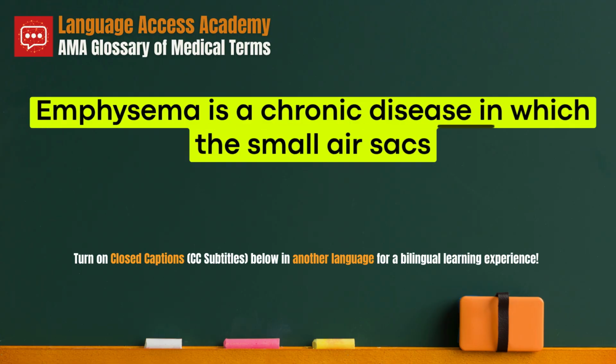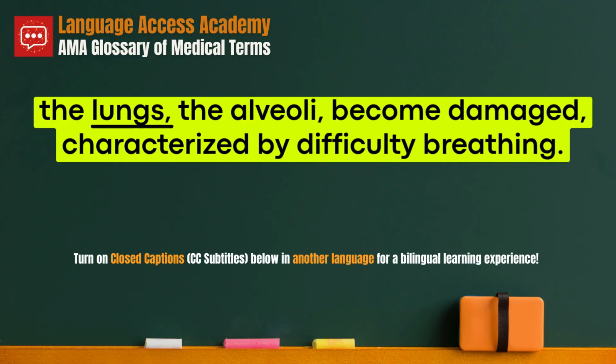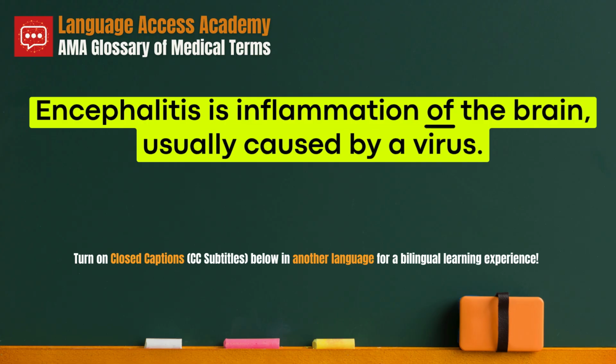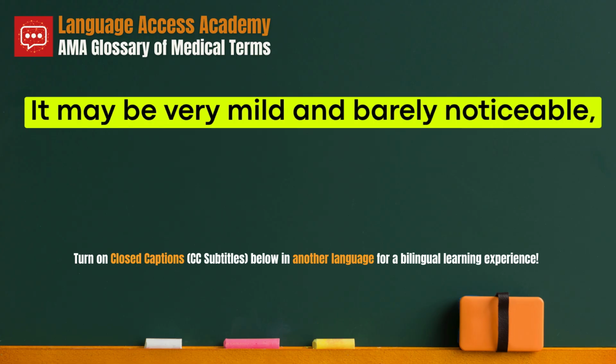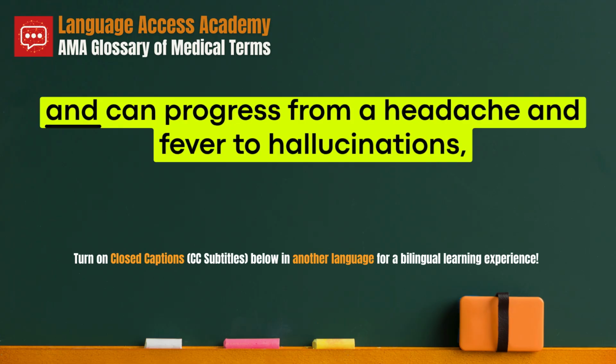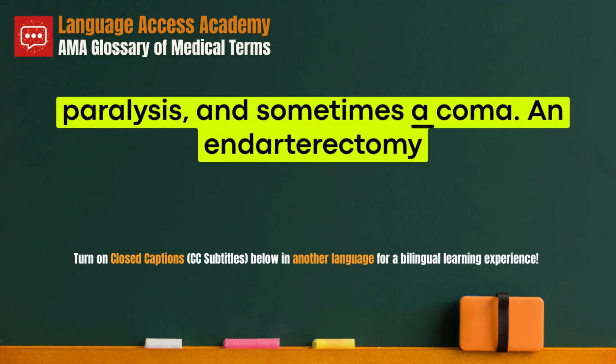Emphysema is a chronic disease in which the small air sacs in the lungs, the alveoli, become damaged, characterized by difficulty breathing. Encephalitis is inflammation of the brain, usually caused by a virus. It may be very mild and barely noticeable, but it is usually serious and can progress from a headache and fever to hallucinations, paralysis, and sometimes a coma.